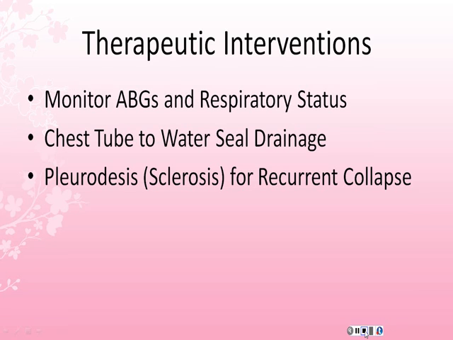So therapeutic interventions: they can put in a Heimlich valve if it's not too big. They're going to monitor ABGs and also respiratory status, of course, continuously. Chest tube to water seal.